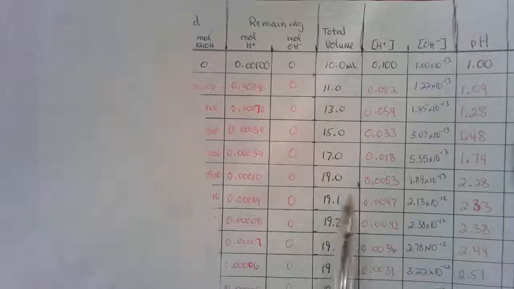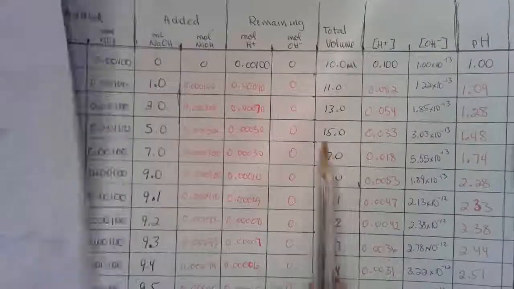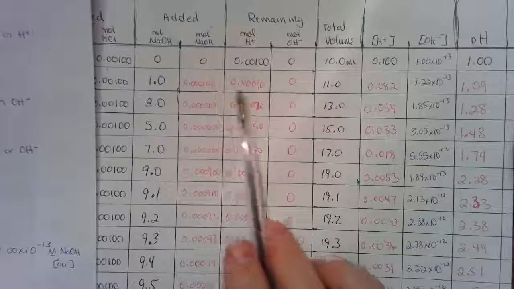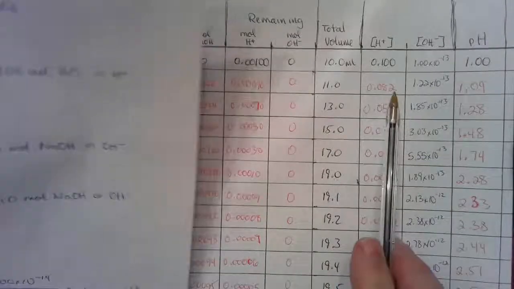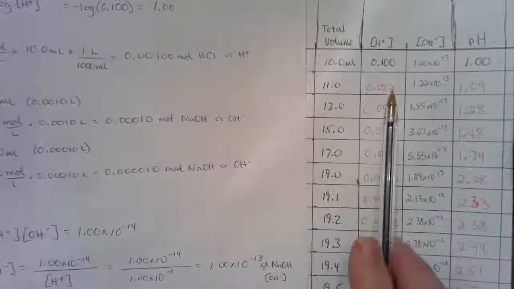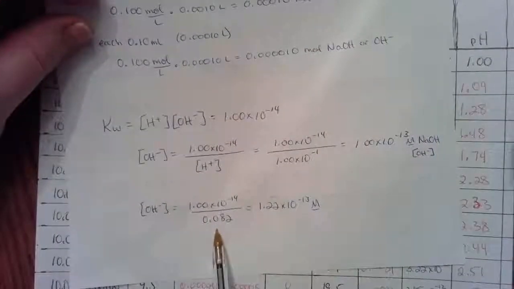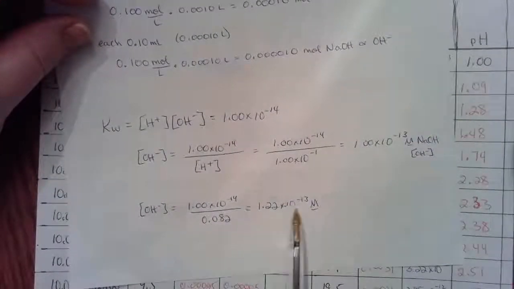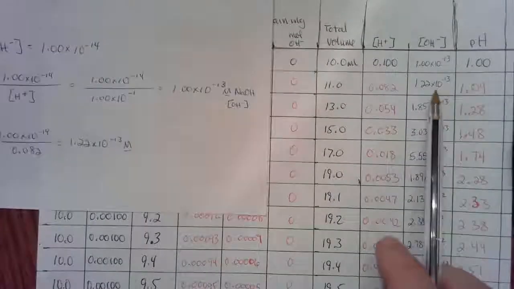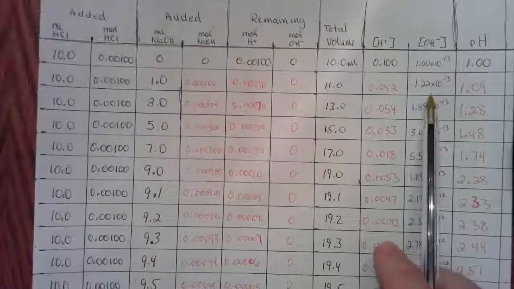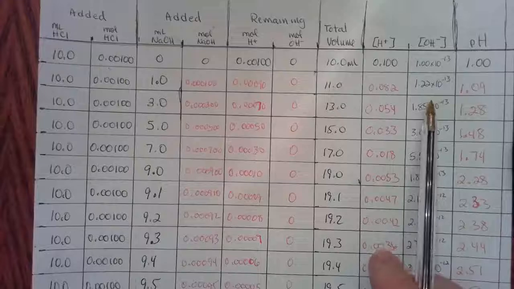It's not really important at this point in the process, but that's how it's calculated. Okay, and you can see here that when we do the next one, after we've added 1 milliliter, the hydrogen ion concentration is going to be 0.082. So if we divide our 10 to the minus 14th by 0.082, we'll get 1.22 times 10 to the minus 13th, which we enter right there. Again, not too crucial at this point.